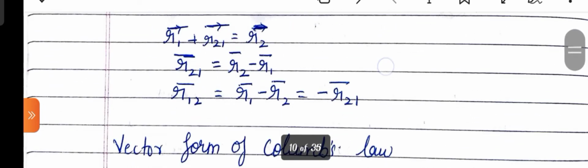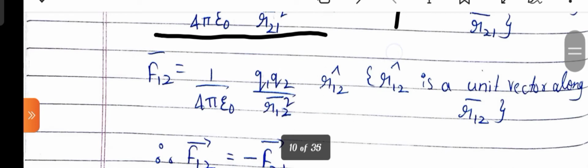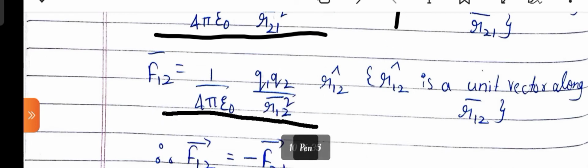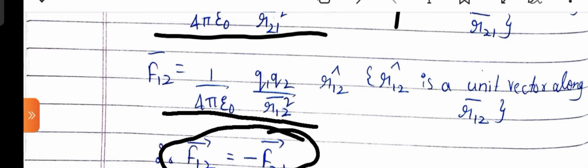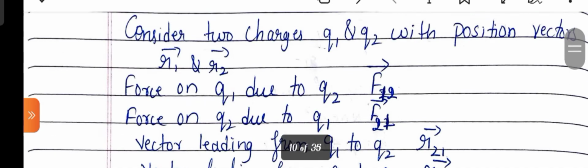Okay, and the next topic is Coulomb's law in vector form. Okay, so for this Coulomb's law in vector form, we have to write these two equations. This equation and then this equation. Okay, and also this one we have to write. And we have to mention R12 cap is a unit vector and R21 cap also is a unit vector. So let's see how we get that.